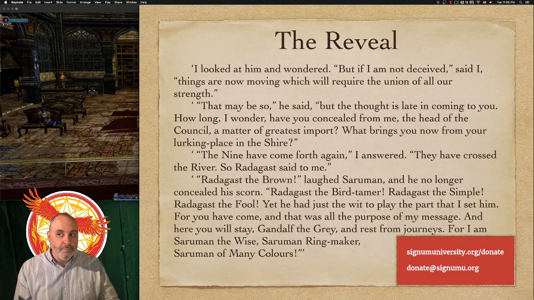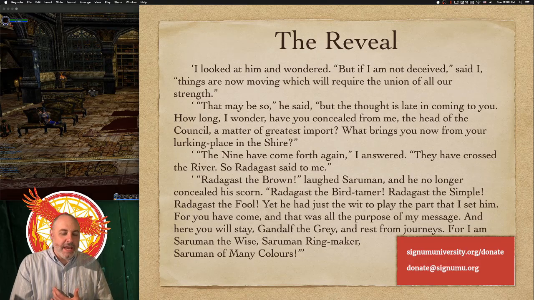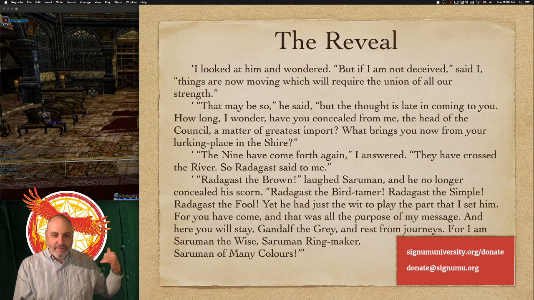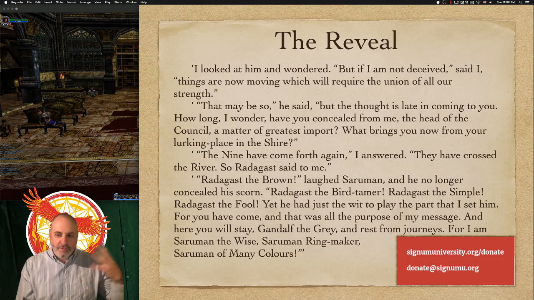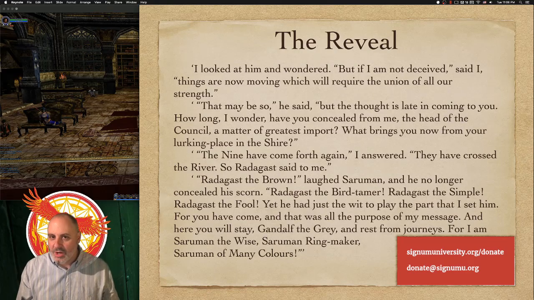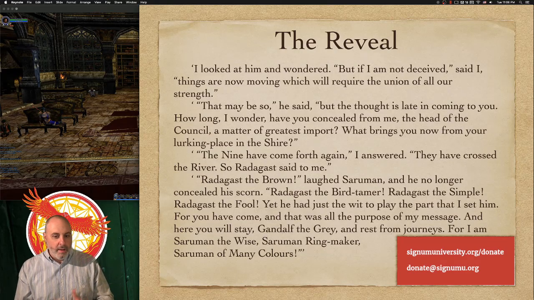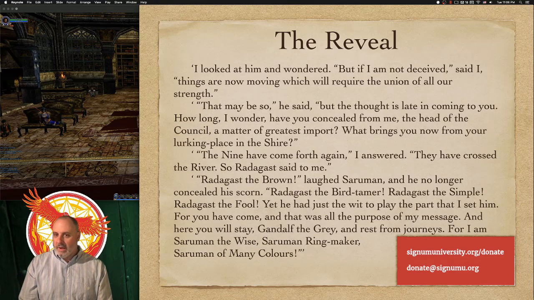He is freaked. I think that Gandalf has got to be at least feeling the impulse to a state close to panic about that speech, about the matter of greatest import and the lurking place in the Shire, right? He has got to be worried that somehow he has failed to keep this secret, right? And it's gone out, and now everybody's talking about the One Ring and the Shire, right?